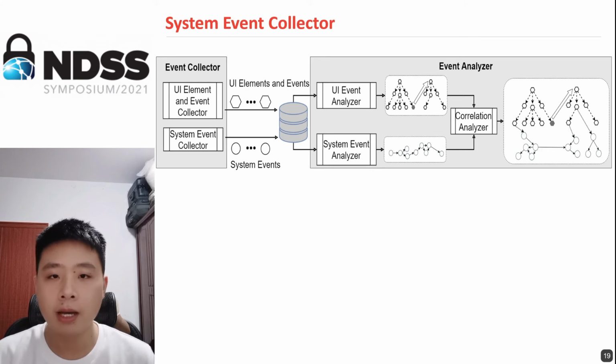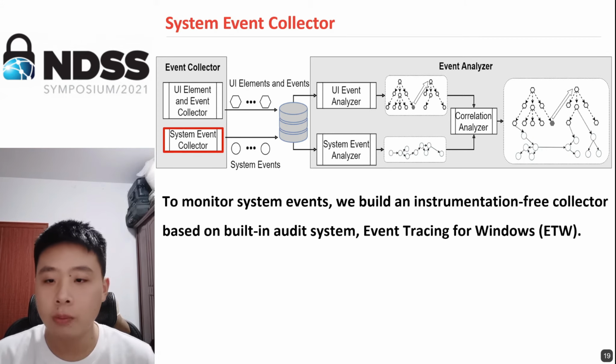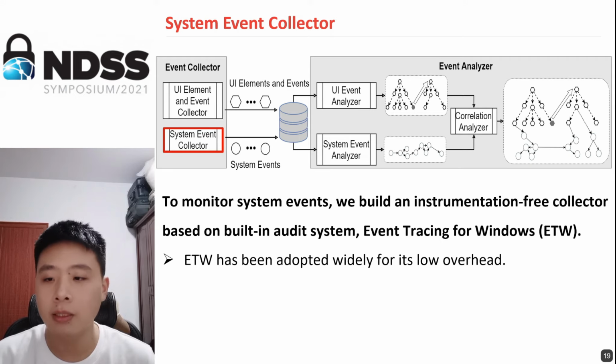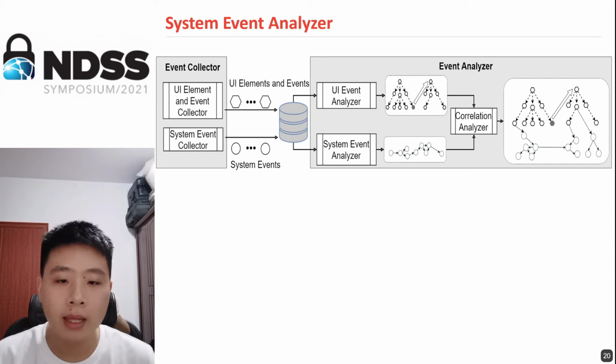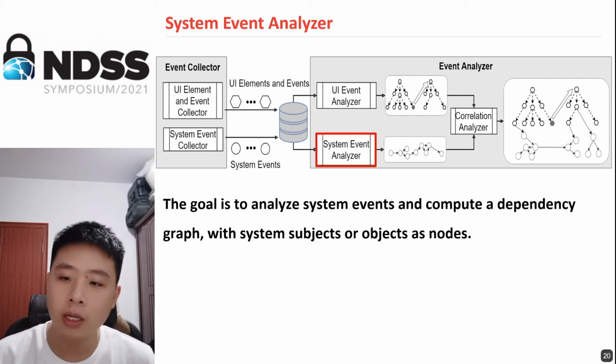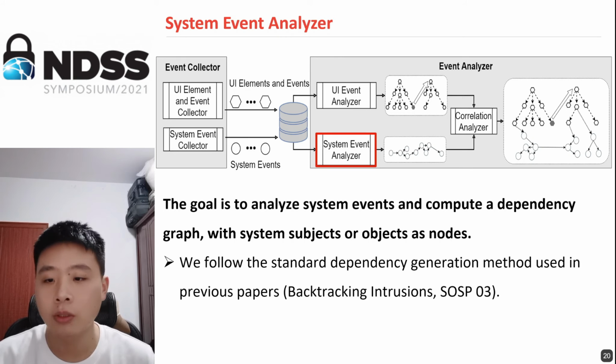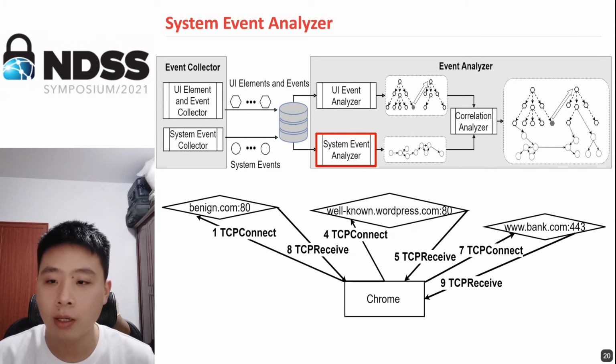To monitor system events, we build an instrumentation collector based on the built-in audit system, Event Tracing for Windows. ETW has been adopted widely for its low overhead. Then system event logs are sent to the system event analyzer, whose goal is to build dependency between system objects and subjects. Here we follow the standard dependency generation method used in previous papers. Here is the typical example for the attack.